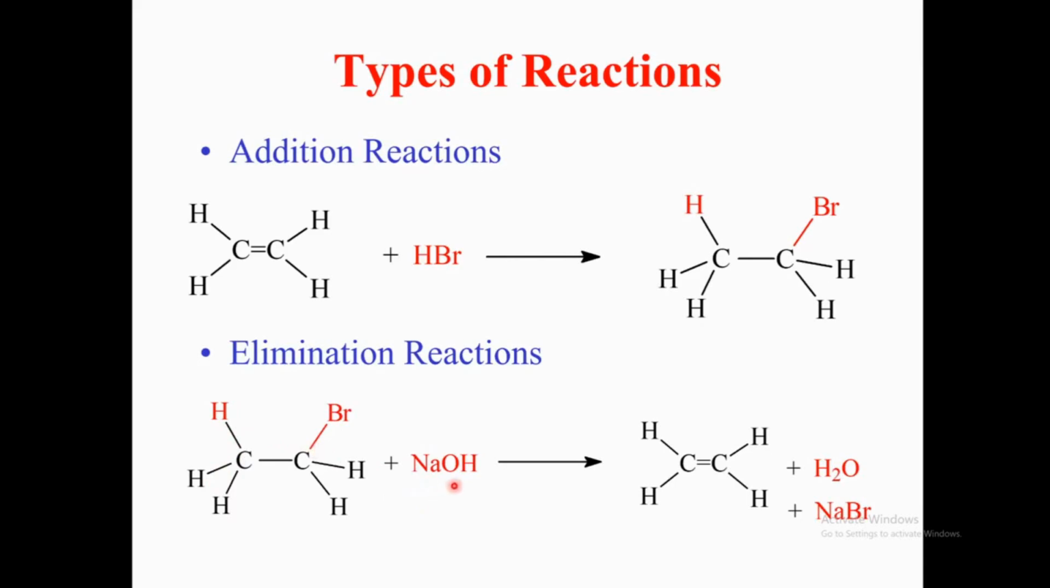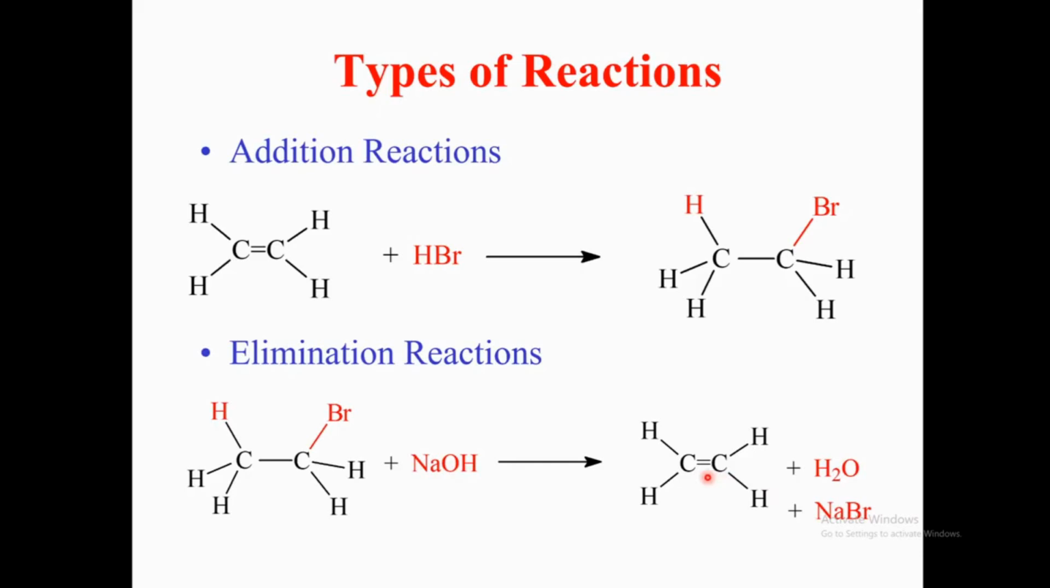And this is sodium hydroxide, which is a base, and it will help out the elimination reaction. What happens? This base deprotonates this hydrogen and the negative charge is generated, and this bond breaks in favor of the carbon double bond, and bromine acts as a leaving group. So we get NaBr and water as byproducts and alkene as product.